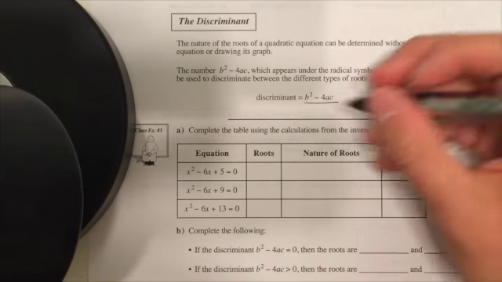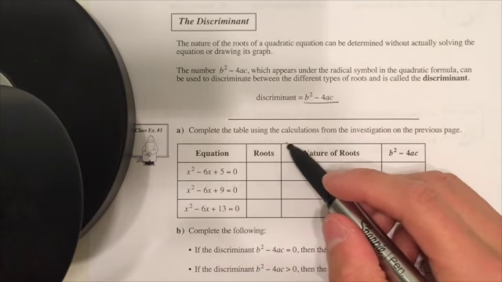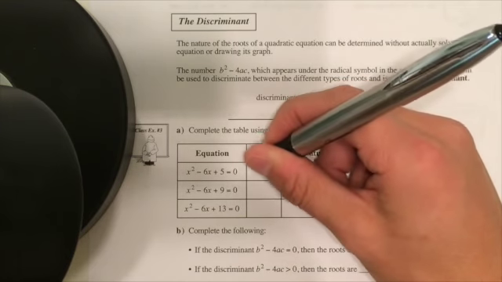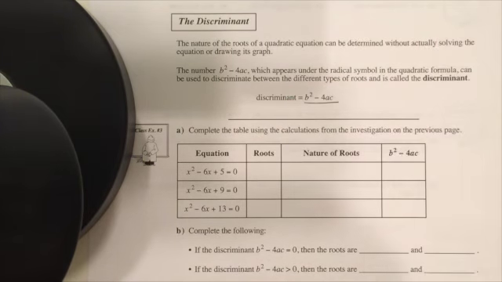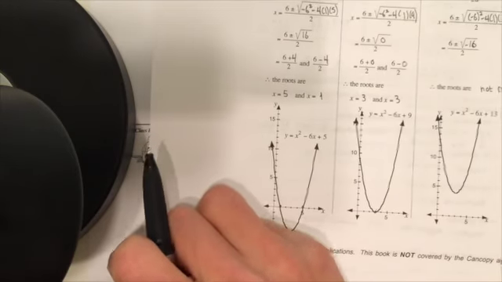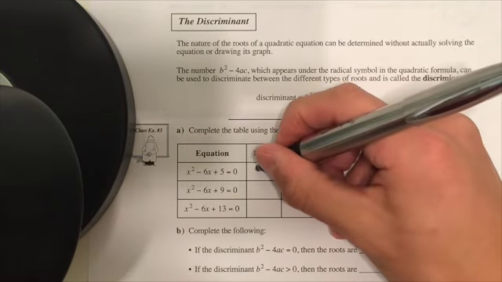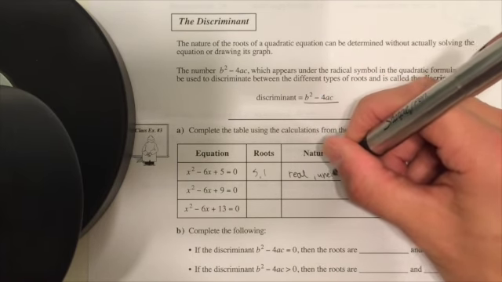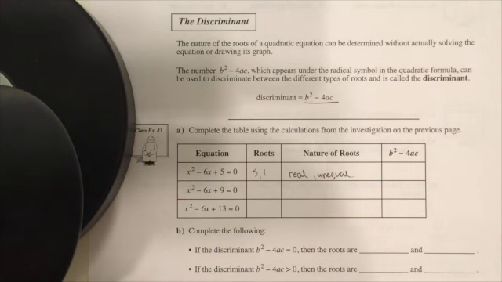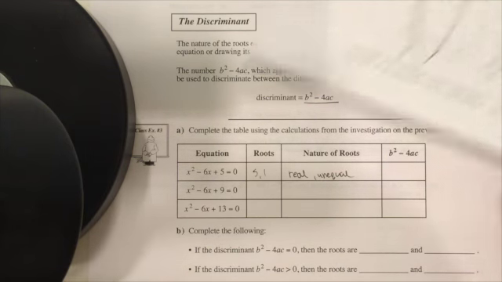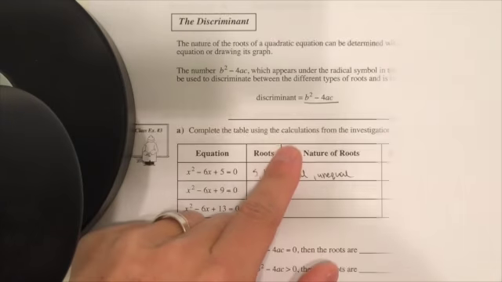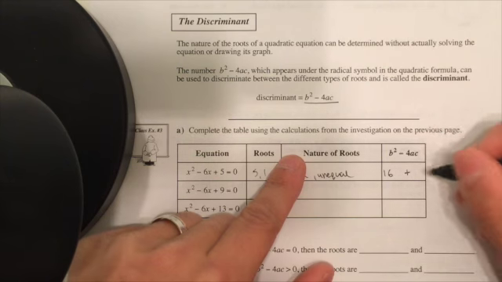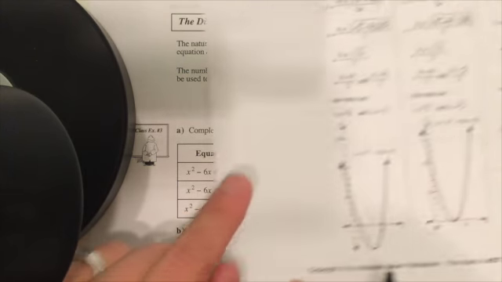Okay, so let's see here. Let's complete the table using the calculations from the investigations on the previous page. So let's see what our roots were here. For our first equation, our roots were 5 and 1. So they are real, but they're unequal. They're not the same. And so for the discriminant here, it added up to be 16. And that was positive, right? Positive 16, not negative 16.